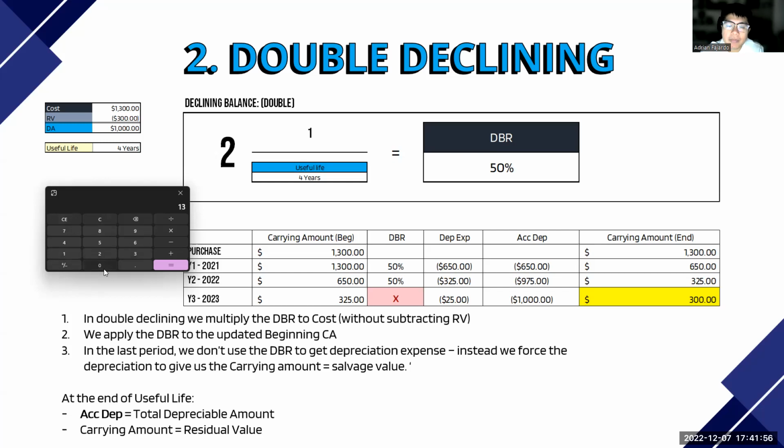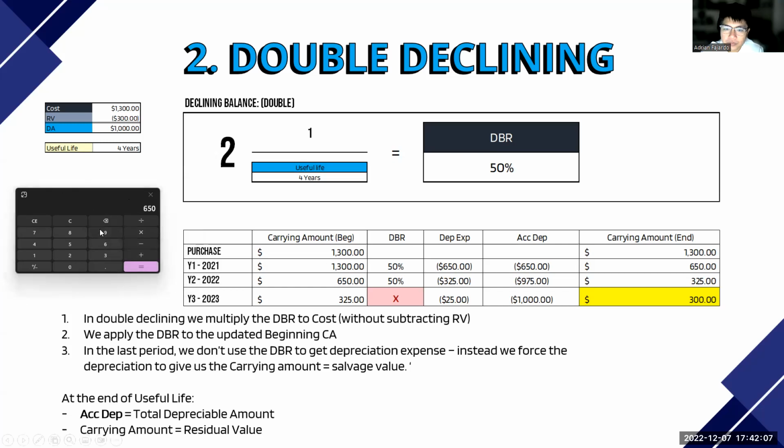So you get your carrying amount, which is the cost times 50%. You get your depreciation expense. Kaya yung carrying amount mo is 650. And then in the next year, the beginning carrying amount is 650 times 50%. My depreciation expense is 325. So yung carrying amount ko at the end is 325.